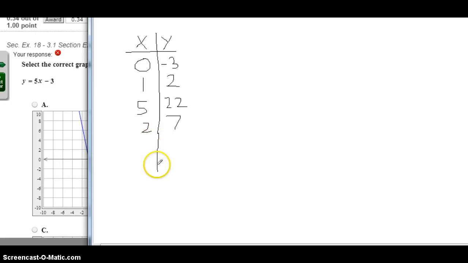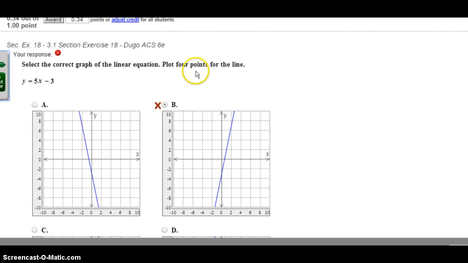You could also choose numbers for Y. Sometimes that's easier, depending on the equation. So you could pick numbers for Y, plug those in, and figure out what X would be. And this one, it's probably easier to pick for X. But so when it says plot 4 points, you really get to just pick which points you want to plot, pick a number for X, and then solve to see what Y would be.